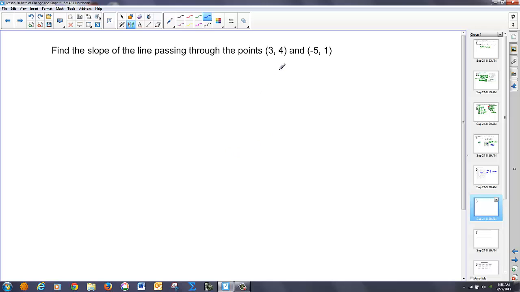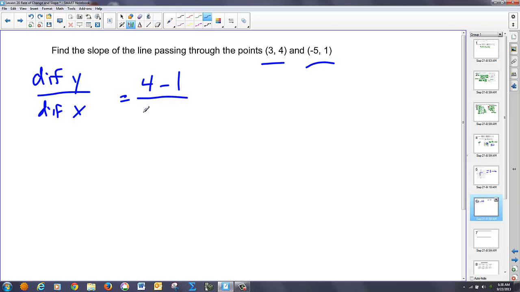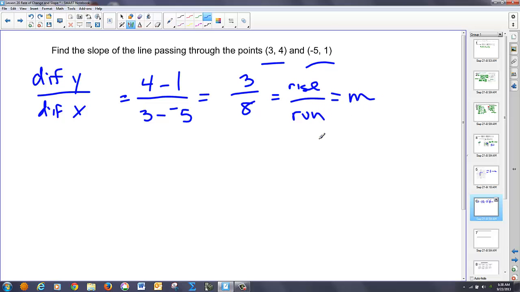So now we're not going to have a line to count up and over, but we know that this is just the difference in y's over the difference in x's. So if I take and subtract my y's, I have 4 minus 1, and then I have 3 minus -5. 4 minus 1 is going to equal 3. 3 minus -5 is equal to 8. So this is my rise over my run, or my slope, m.